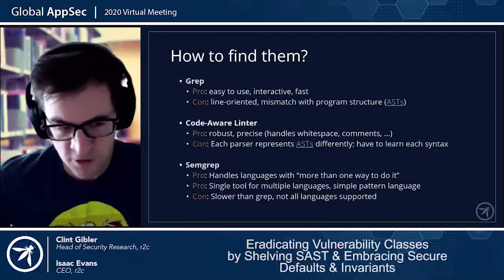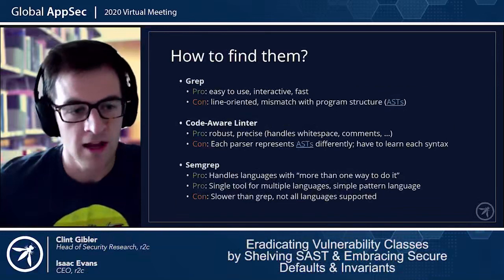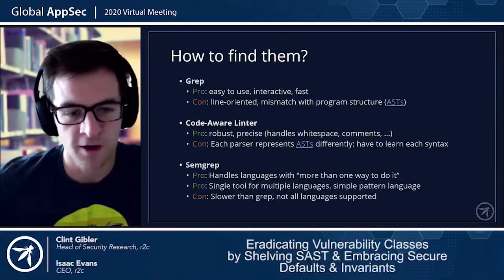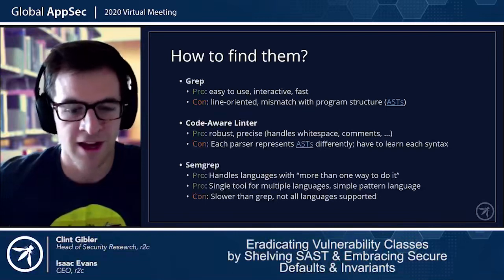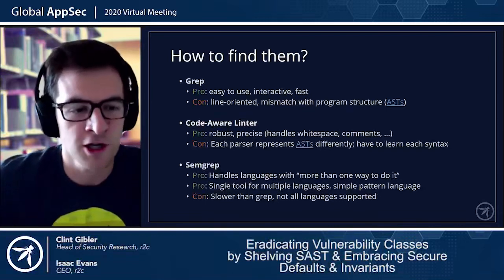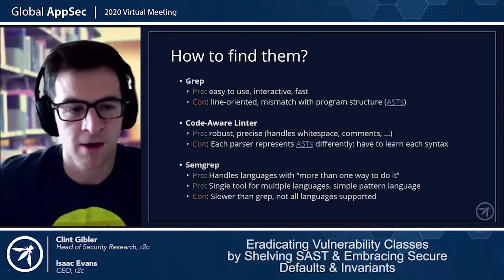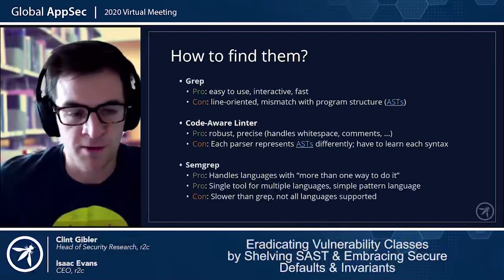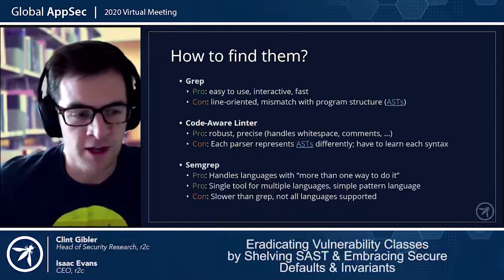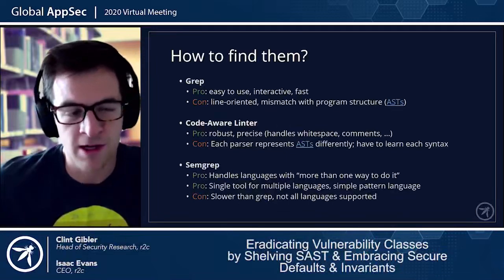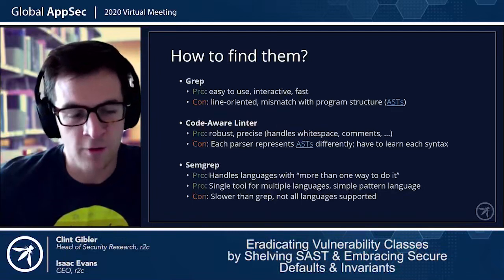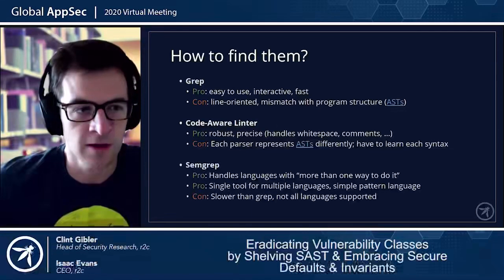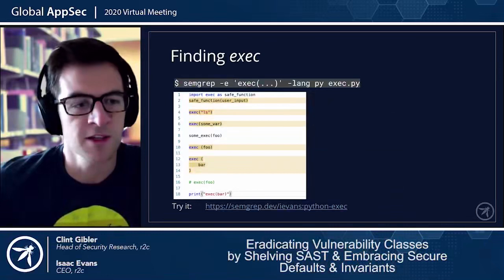So the pros to SymGrep are, it is very good at handling languages with more than one way to do it. So if you are targeting a language like Ruby, where there's 4 ways to call a function, you can write one of them and SymGrep will figure out all of the equivalent variations. And it's a single tool for multiple languages with a relatively simple pattern language. The con is going to be that it's slower than grep, and of course, not all languages are supported, unlike with grep. So what does that actually look like?